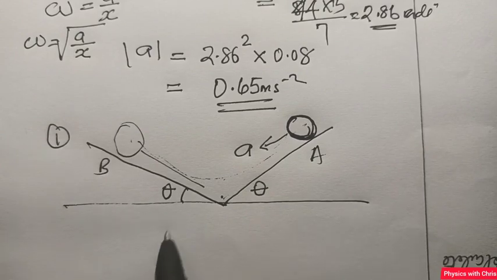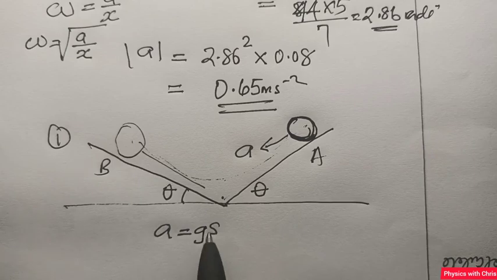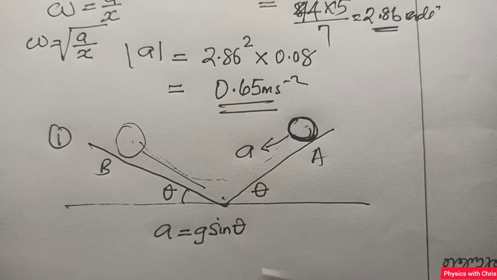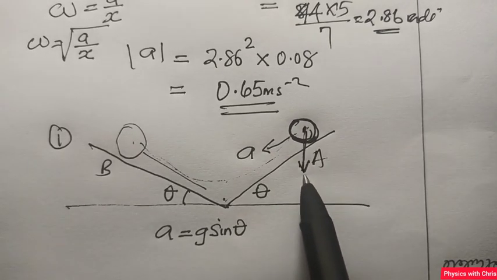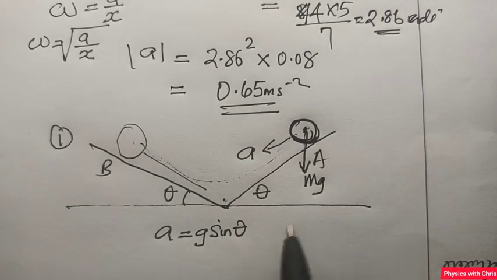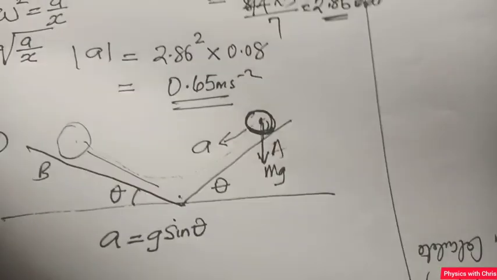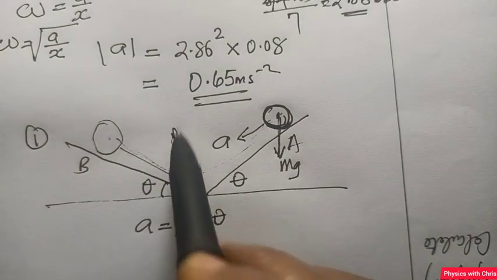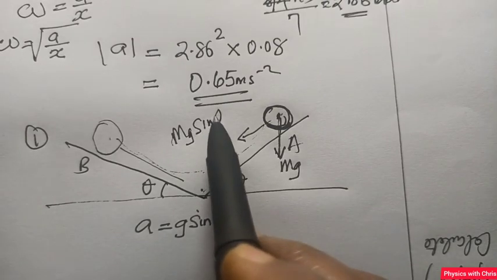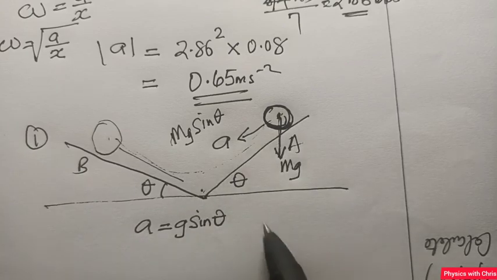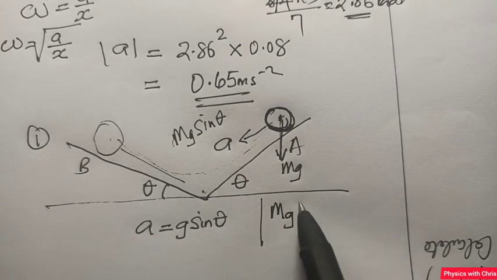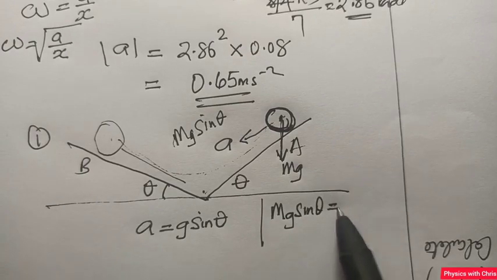The acceleration is given by g sine theta. We can use the ideas of dynamics of motion, because if the frictional force is negligible, then the weight of this ball acts vertically downwards, of course, you know that. The component of the weight of this ball acting along the plane is mg sine theta. The mg sine theta component is what is actually responsible for the motion of this ball down the plane. So that can be equated from Newton's second law: resultant force mg sine theta is equal to ma.